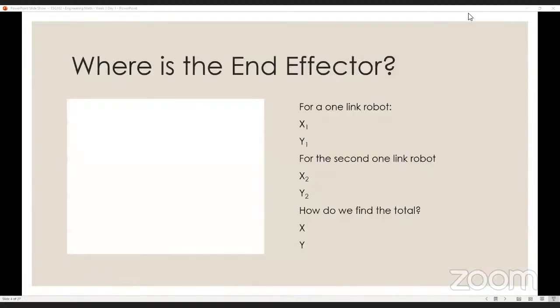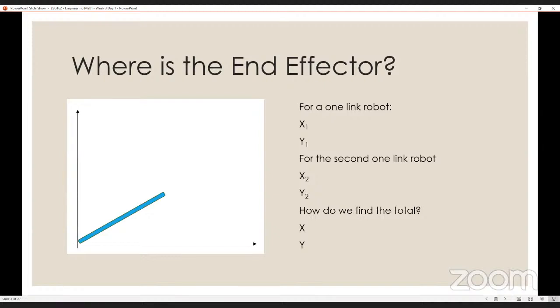All right, so to recap, where is the end effector? There's supposed to be a point here, right? Maybe. Did it not copy the graph? There we go. All right, for a 1 link robot, we have 1 link and I want to find the endpoint. How do I do this? What information do I have to assume that I have?